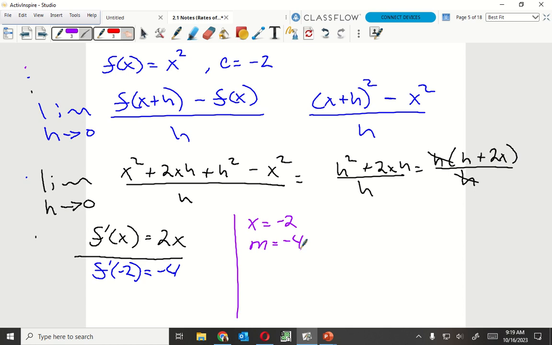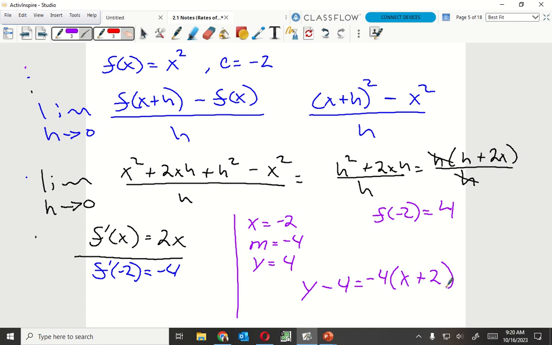So f of -2 is going to be +4. That means my y value is +4. Now let's see what that all means together. So it's y minus 4 equals -4 quantity x plus 2, or x minus -2. Yep, this is point slope.